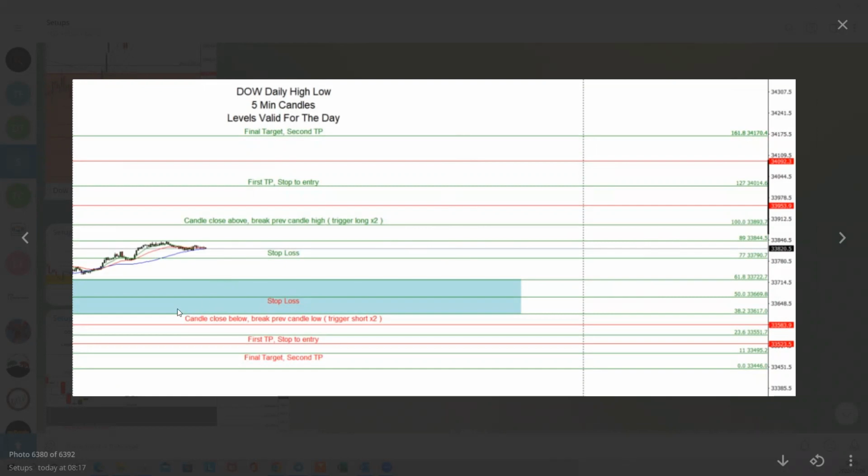And for a short, we want a candle close below the 38.2, break previous candle low to aim for the 23.6. And for the 23.6 first TP, 11 second TP, stop loss being at the 50.